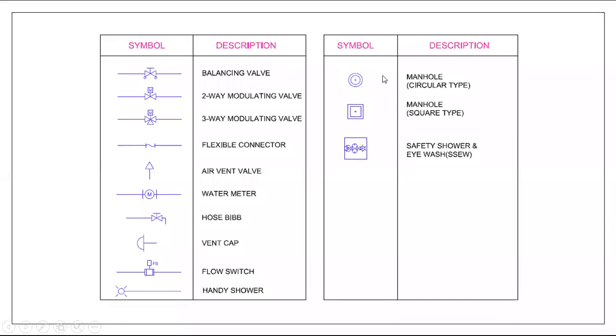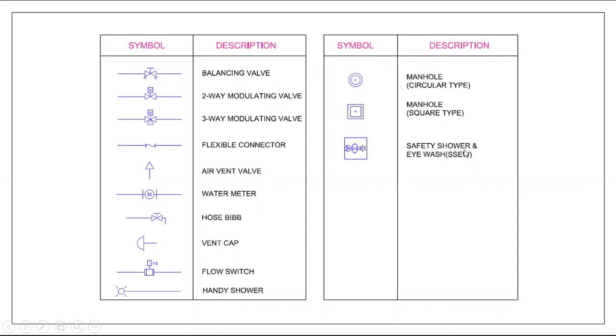This is the manhole. On the ground floor, we provide manholes for our drainage system, for inspection purposes, or for any other service. We show the manhole as a circle type, and this is the square type manhole.